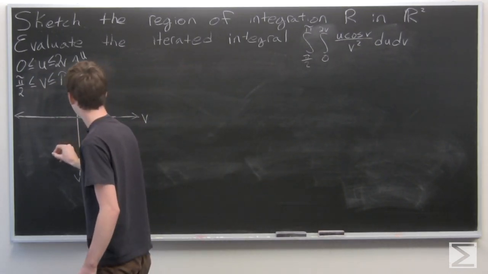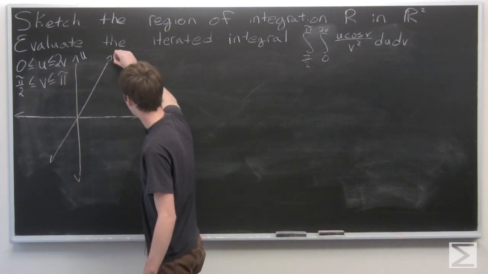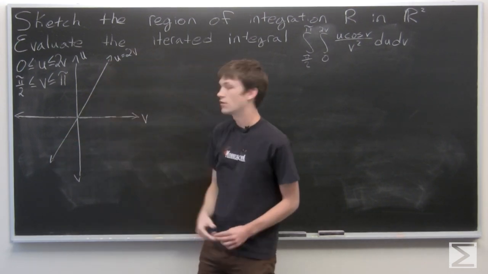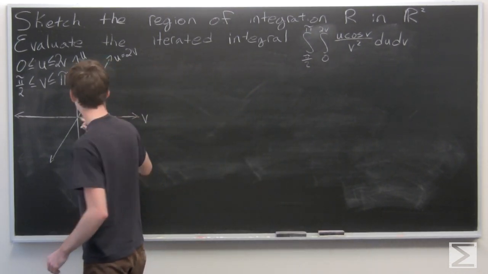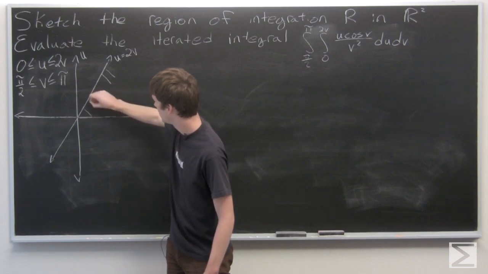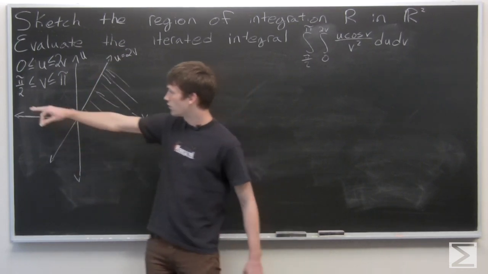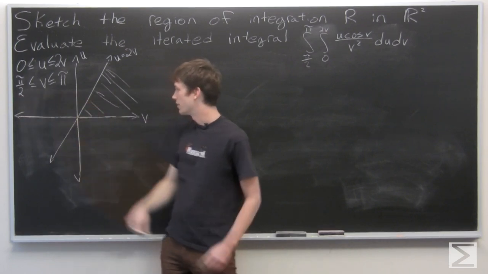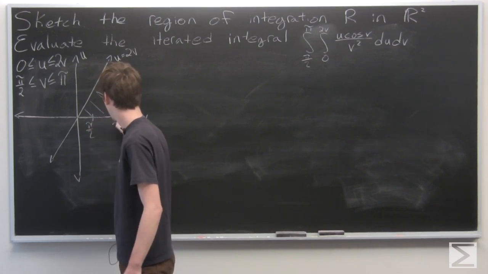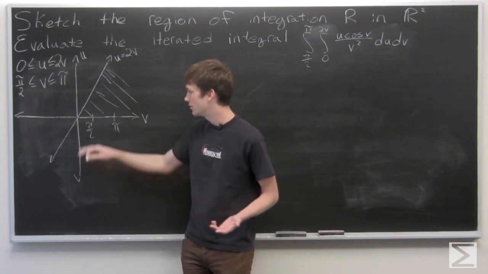So we can just sketch the line u equals 2v. So it's just a line with slope 2. And so we know that we want our u value to be less than this line. So we're looking at values in this area, less than 2v but more than 0. And then we're looking at v values that are between pi halves and pi. So we can just estimate. These aren't very specific coordinates, but we have pi halves and pi just labeled on our axis.